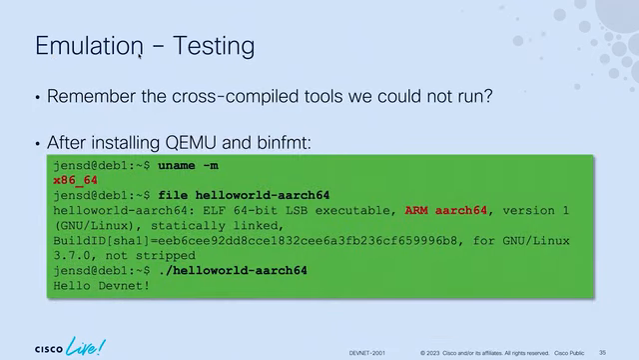So remember those binaries? I actually gave it away before already that we could not run. Well, after we installed QEMU and binfmt, the kernel will detect that this is a binary for another architecture, and I can just run it, and my improved version of Hello World will actually run on my x86 machine as well.